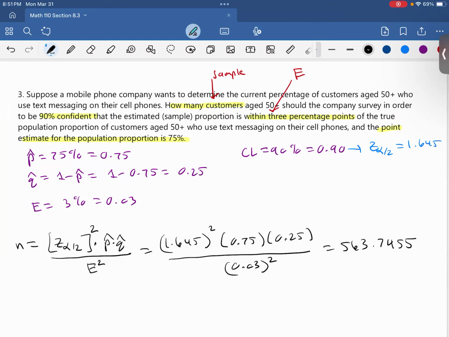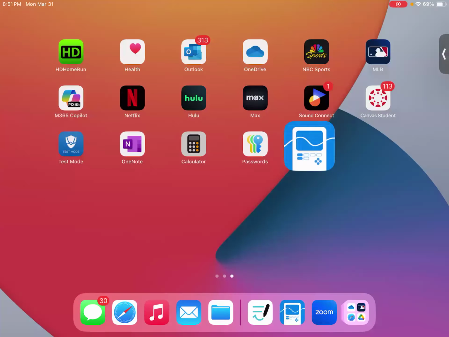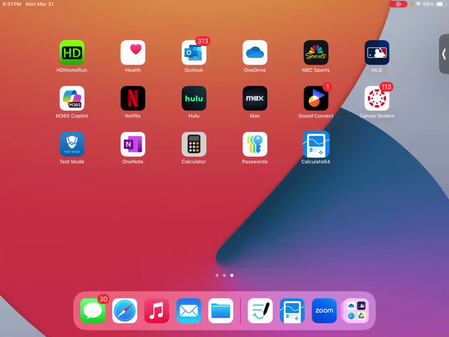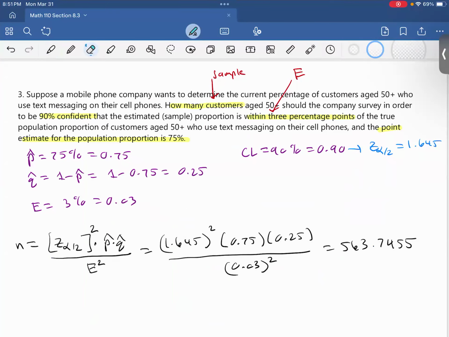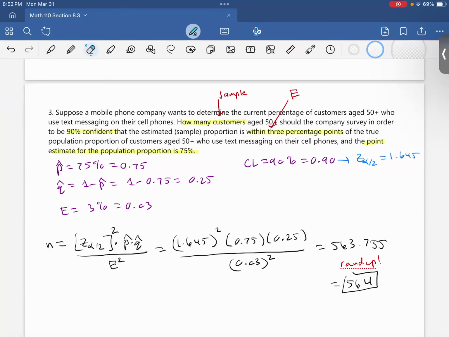Okay, double check that. Oh, it's 755. Let me write 755, but recall we always round up. So our sample is going to be 564. Luckily there's no interpretation for this problem.